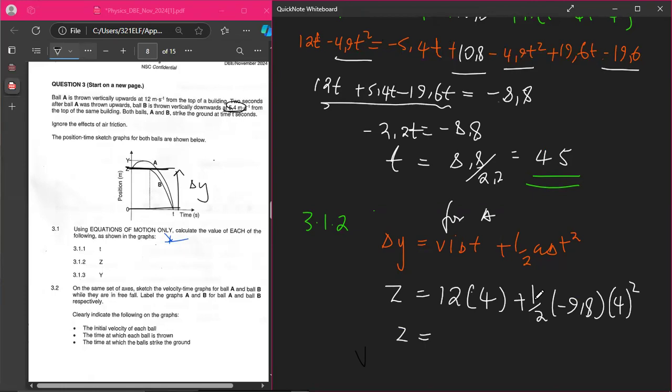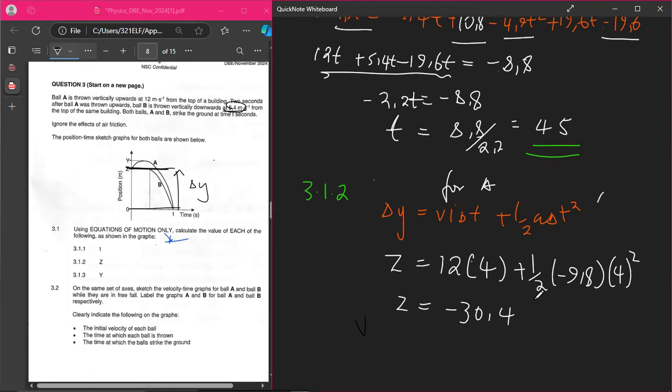We punch the calculator and get the value. And then we're getting a value of negative 30.4. This is 30.4 downwards, then remember up is still positive here. So this is going to be 30.4 downwards.